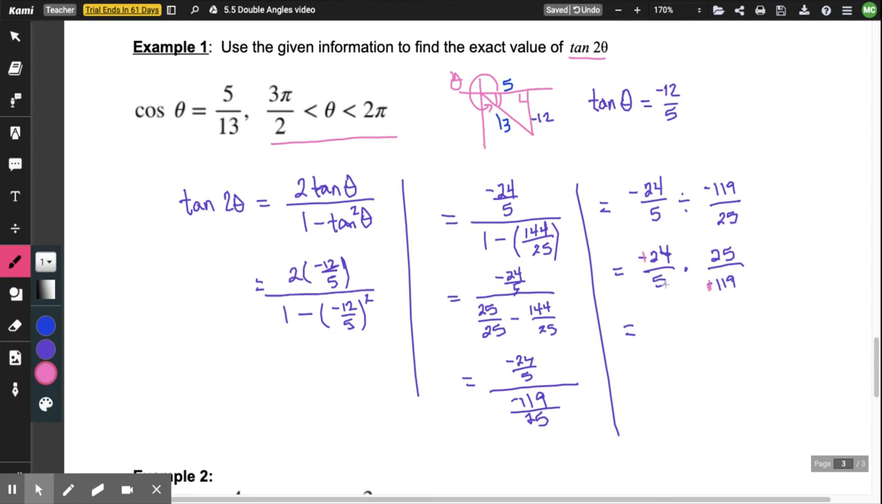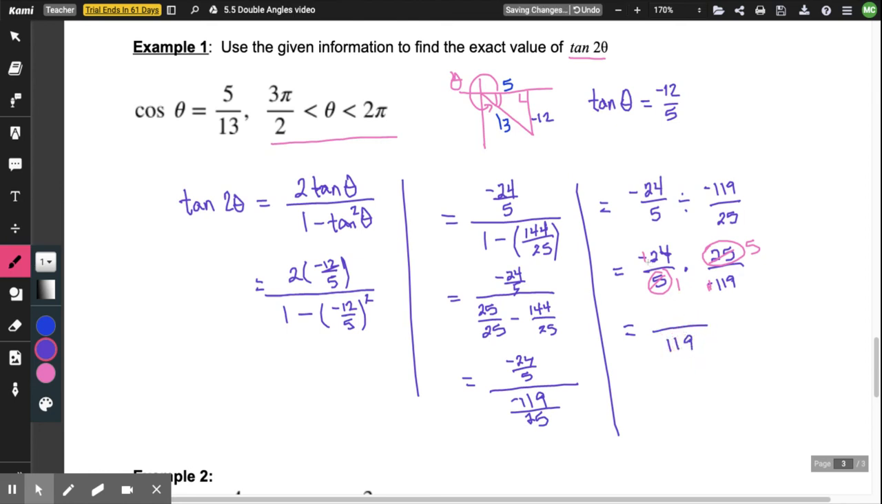Also, before I do my multiplying here, I see that this denominator and this numerator over here could be reduced. They could both be reduced by 5. So if I divide 5 by 5, I get 1. 25 by 5, I get 5. So this makes the multiplication a whole lot easier. So on the bottom, I've got 1 times 119, which is 119.